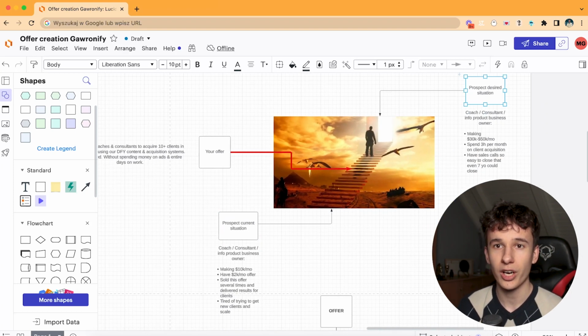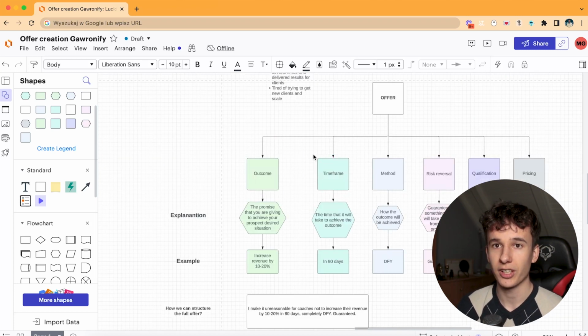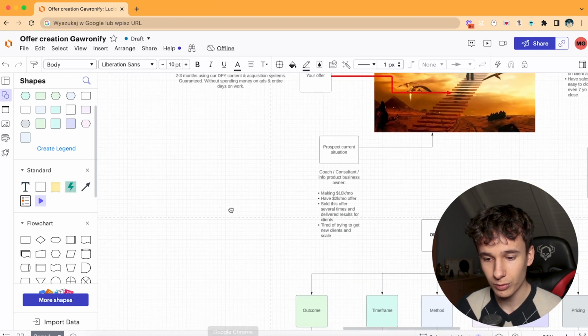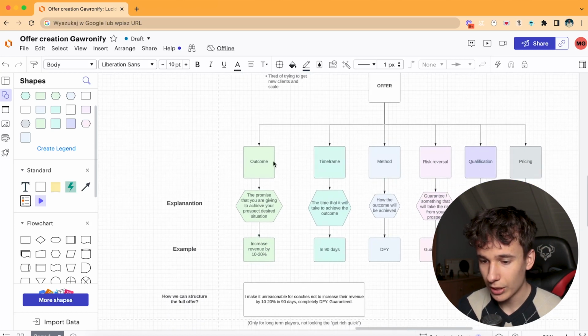So how can we create and structure our offer? The offer should contain every one of those things in the form of a long form message. We can have a long form message of our offer, we can have a short form message of our offer, and also we can have a pitch. So let's talk about the structure.